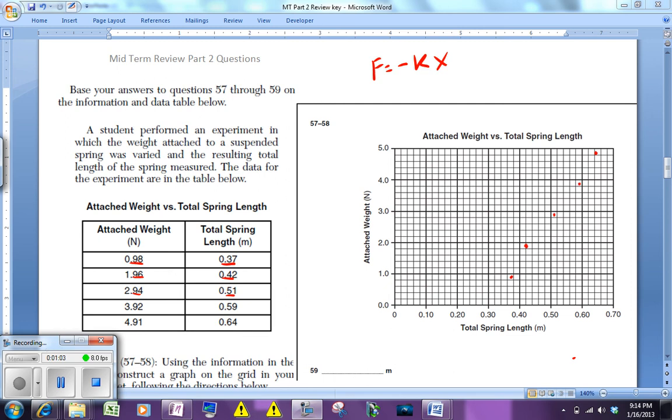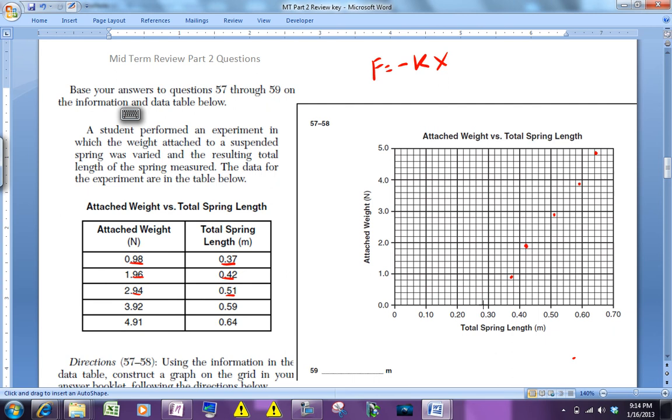So now that those are plotted, what we need to do is draw a line of best fit. So you're going to draw the line that seems to best go through the data points. Now it may not necessarily touch all of them. In fact, it probably won't. Just do your best to get sort of an average. So about like that maybe.